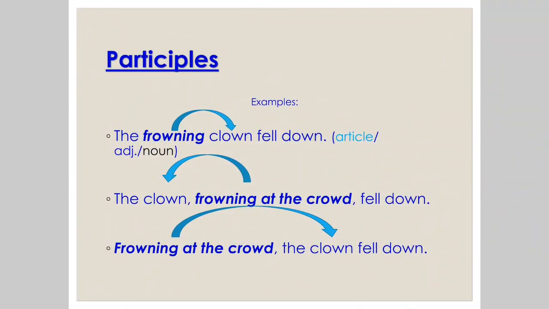The frowning clown fell down. We have the article, the adjective, and the noun. But they can also come in the middle: the clown, comma, frowning at the crowd, fell down. Also, at the very beginning, as a phrase: frowning at the crowd, the clown fell down. You can see that the last one is a verbal phrase because it has a preposition too.